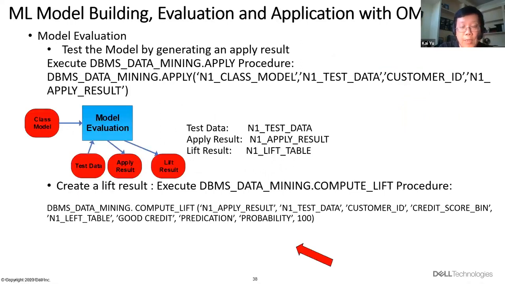Then after we build it, we're going to show how good the model is. We call this apply model. So basically we take the test data and we run this model against the test data. We can calculate the predicted result, then we use the predicted result to compare with the real result. We call this compute lift. Lift basically calculates the difference between your real result and your predicted result. The predicted result is from the model. So by seeing the difference, we can see how good your model is.